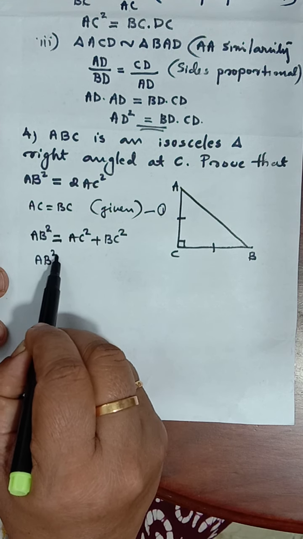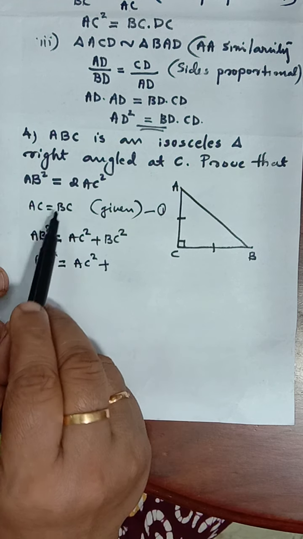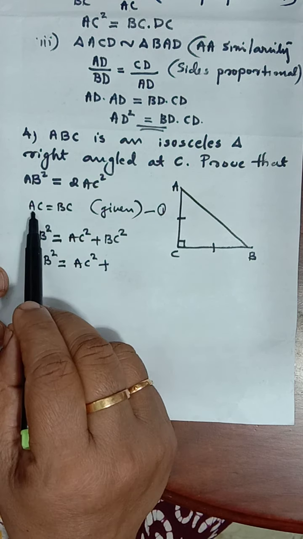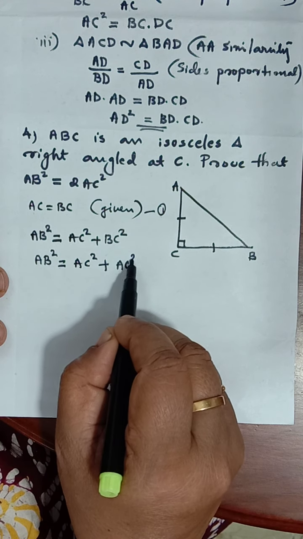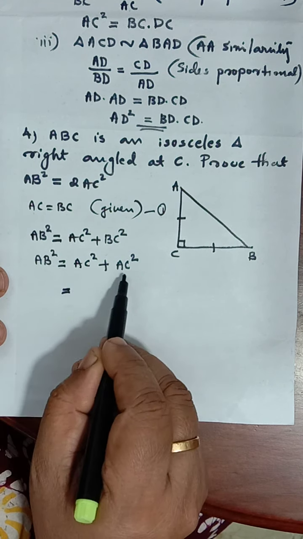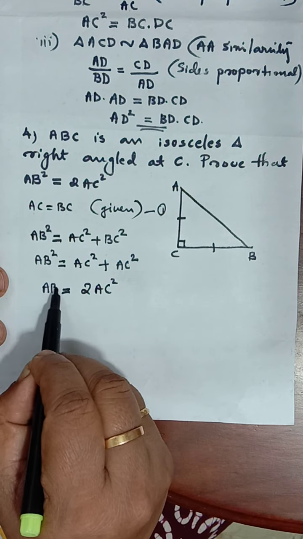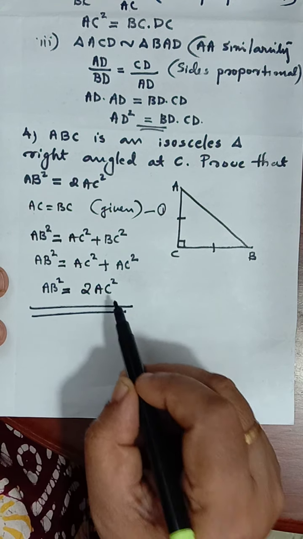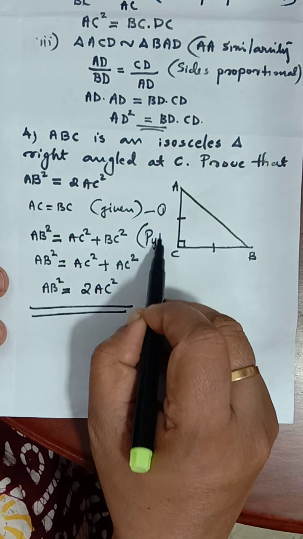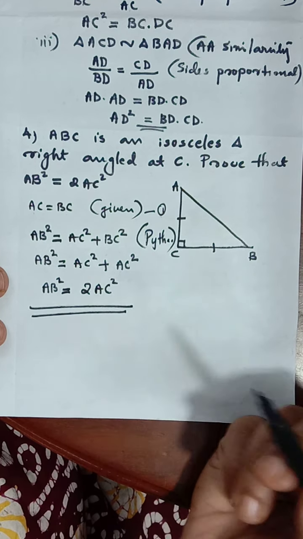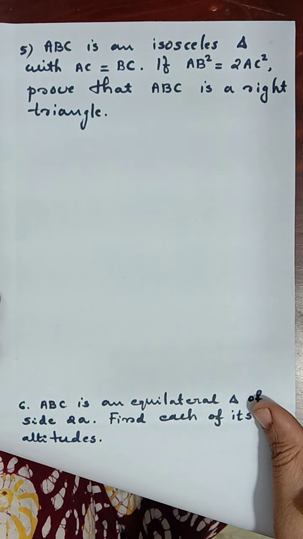We will write it as AB square is equal to AC square plus, instead of BC, what is BC equal to? Isn't it AC? That is given to us. If BC is AC, BC square will be AC square. 1 AC square plus 1 AC square equal to 2 AC square. That is how we got the answer. AB square is equal to 2AC square. Here we have to write by Pythagoras theorem. Okay, hope you understood. Let us see question number 5.